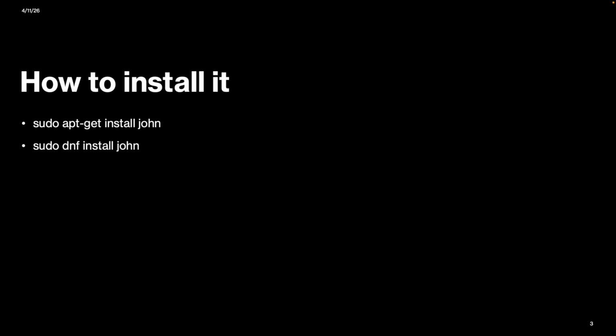The first thing that you need to do, obviously, is to install the tool and package on your computer. If you're using Kali Linux or any distribution like Ubuntu, I suggest you use apt-get install john. But if you're using another distribution like CentOS, I recommend you use DNF, a package manager, to install John. So let's see how it works.